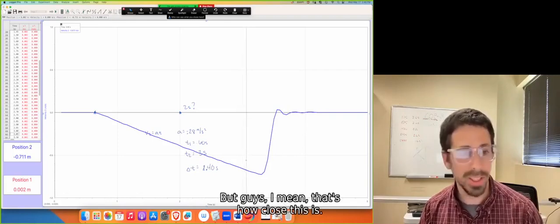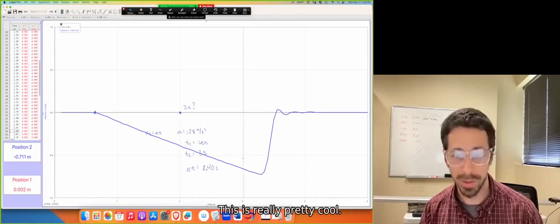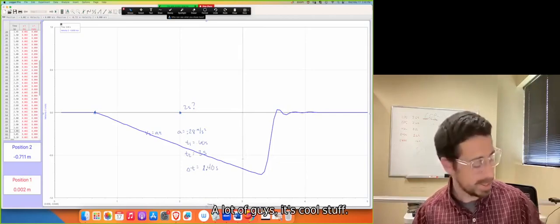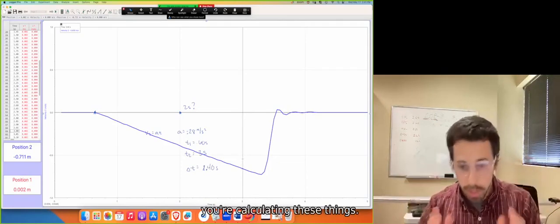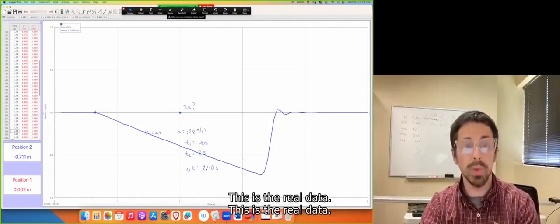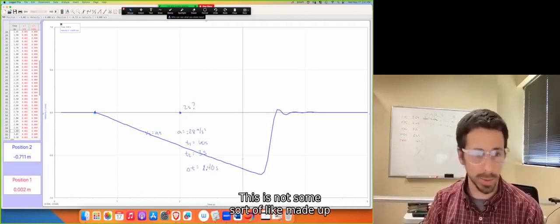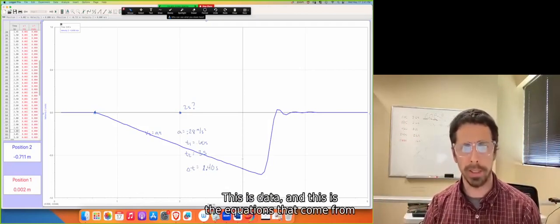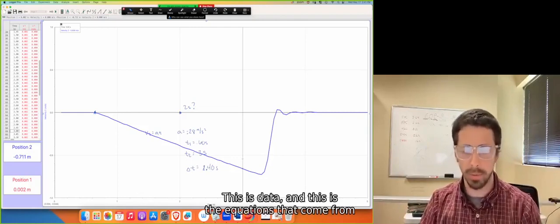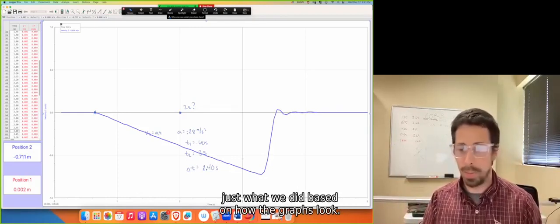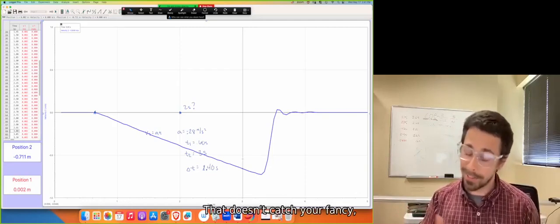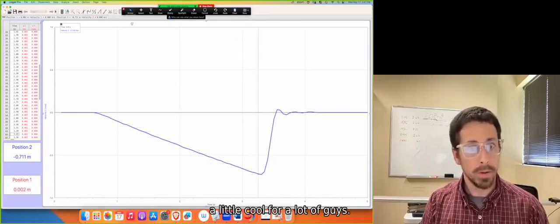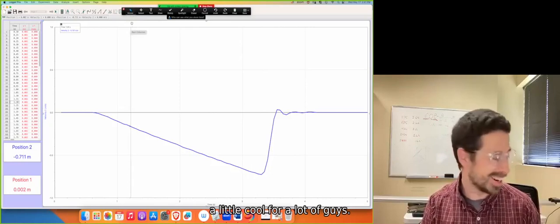But guys, that's how close this is. This is pretty cool. This is really pretty cool. I'll say that again a lot, guys. It's cool stuff. But this is what you're doing when you're calculating these things. This is the real data. This is not some made up question about a cheetah or a rocket sled. This is real life. This is data, and these are the equations that come from what we did based on how the graphs look. If that doesn't catch your curiosity, if that doesn't make you think that's a little cool, we're in for a long semester, guys.